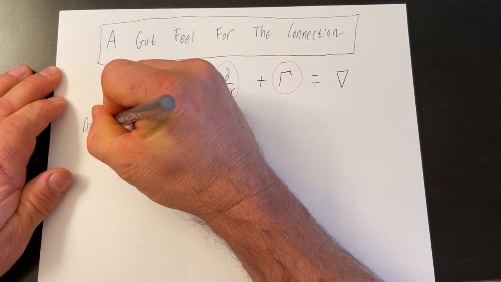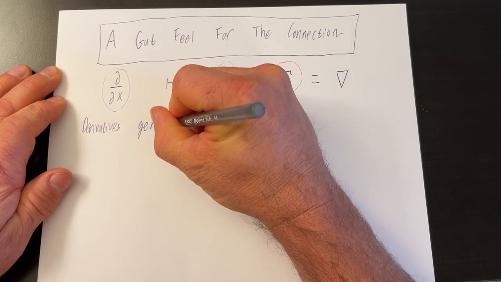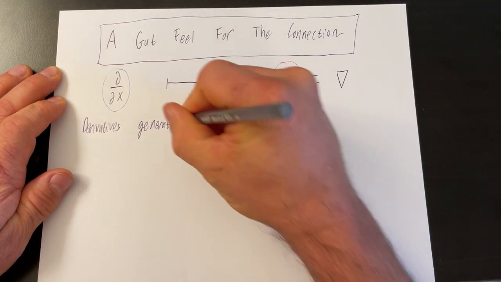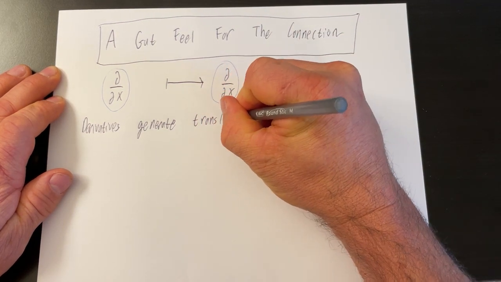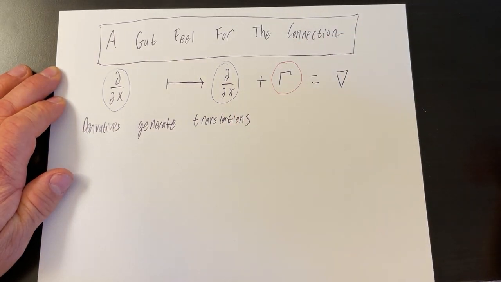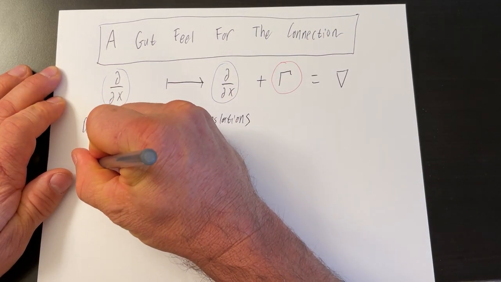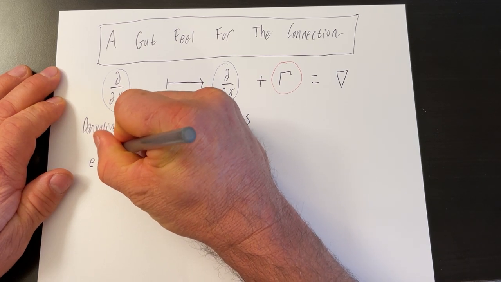Derivatives. They generate something. They generate translations. So, to start out with, let's exponentiate the derivative. The derivative is an operator.